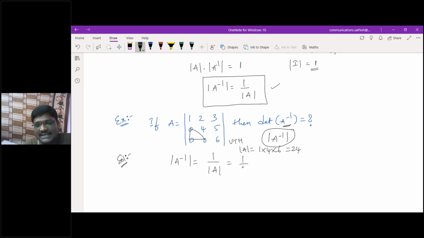So hence the answer for this matrix is what? 1 by 24. Whatever value you are getting, that you will write. That's all. Is there any complexity in this problem? Without putting a pen on paper, you can tell the answer directly. Am I correct or wrong?